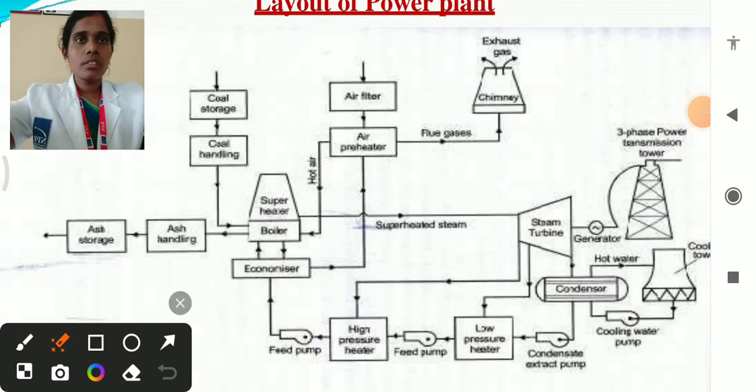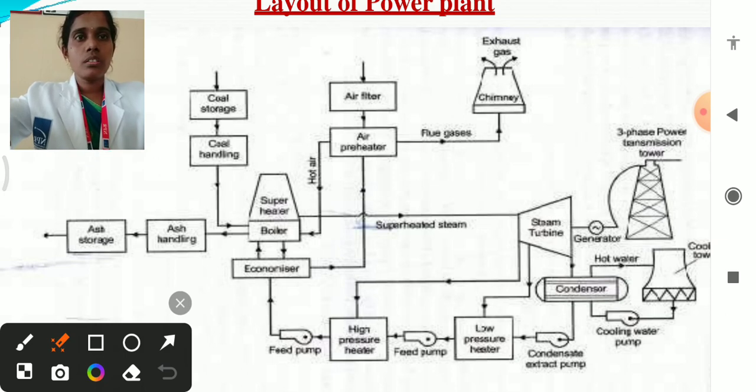Now let us learn about the layout of a thermal power plant. So this is a layout of a thermal power plant. Thermal is nothing but heat. By utilizing the heat, we convert the water into superheated steam, and then with the help of a turbine, the superheated steam gives mechanical energy, which, coupled with a generator, produces electrical energy.